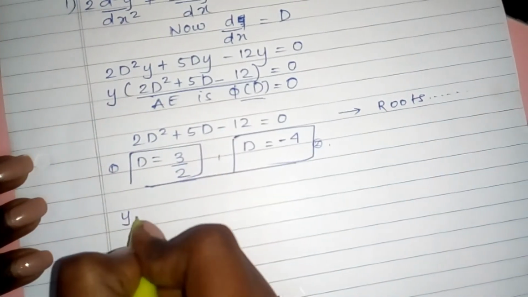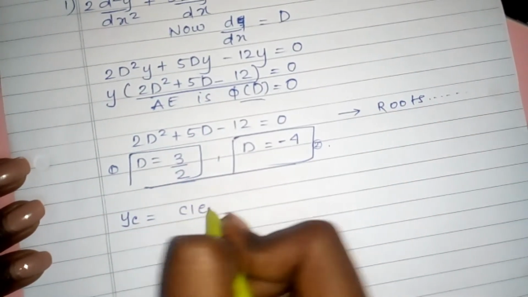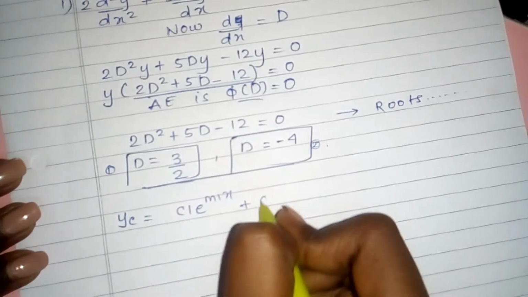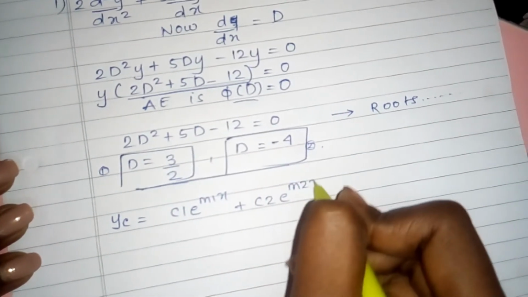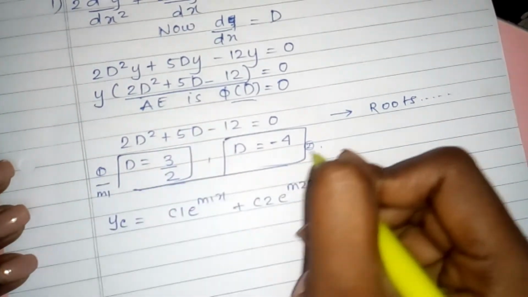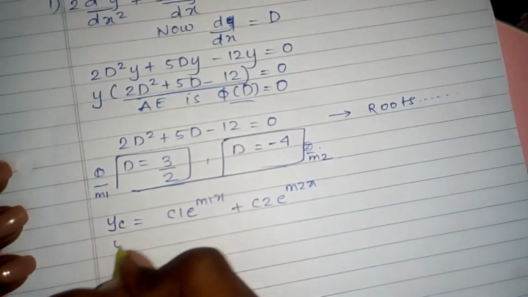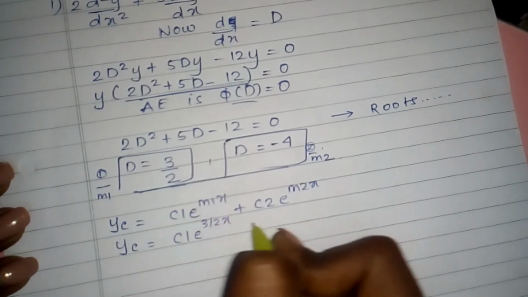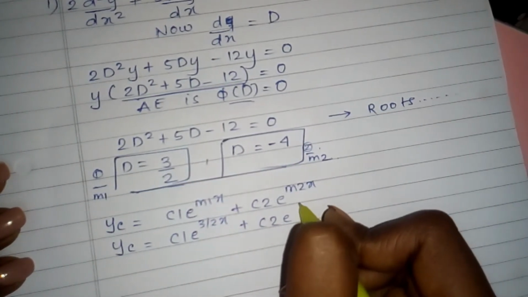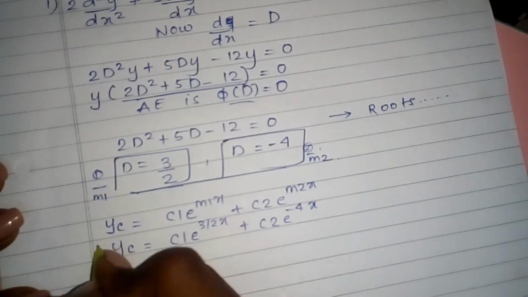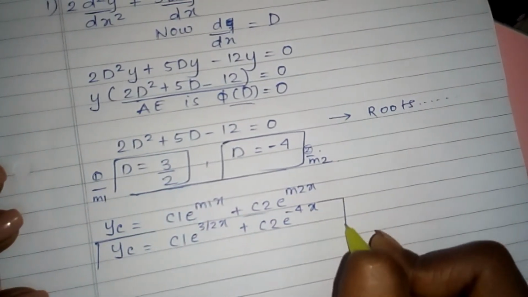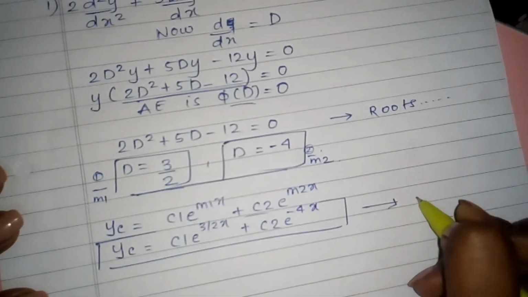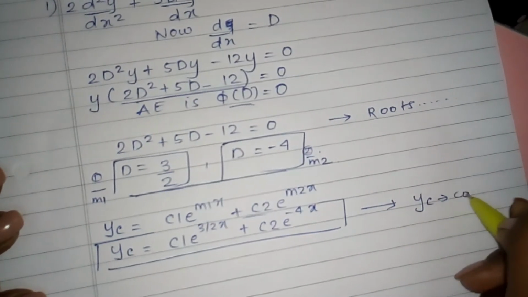Now we have the formula yc is equal to c1 e raised to m1x plus c2 e raised to m2x. Now we put it in: yc is equal to c1 e raised to 3 by 2 x plus c2 e raised to minus 4x. So this is our yc, the complementary function, and this is how we find yc.